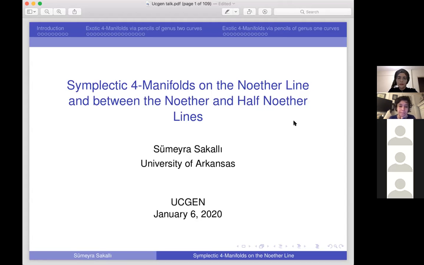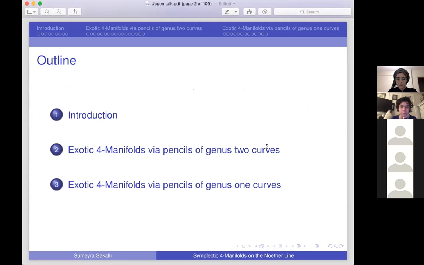Let me begin. First, I want to give the structure of my talk. At the beginning, I want to make a slow introduction. I will define some basic notions and remind some facts about 4-manifolds. These are all well known. I will also give a brief history of exotic 4-manifold constructions, just to give a motivation for the subject.